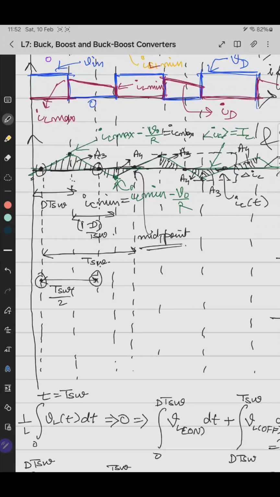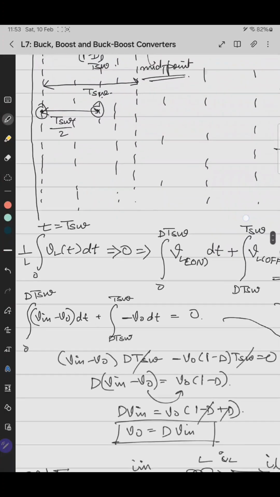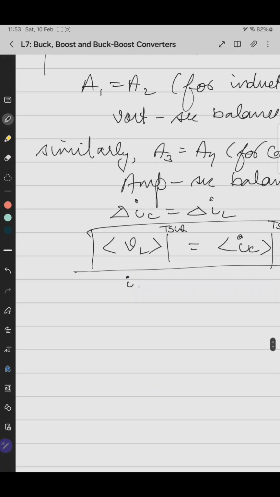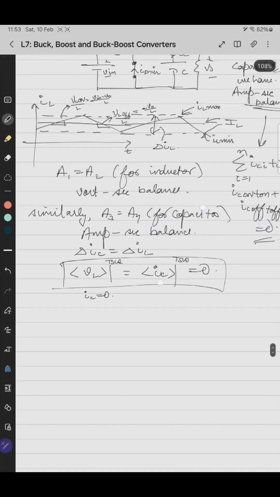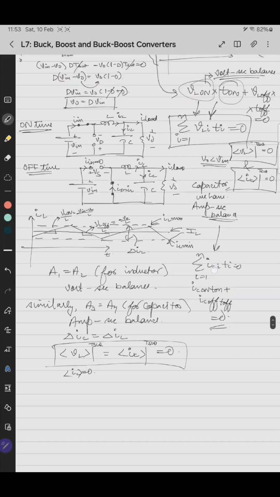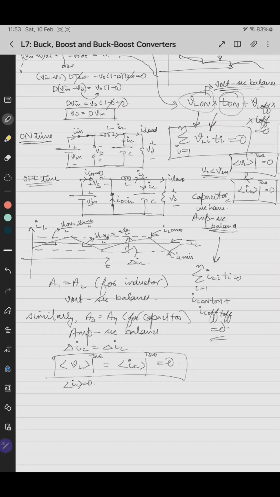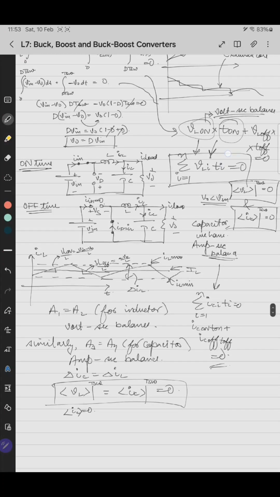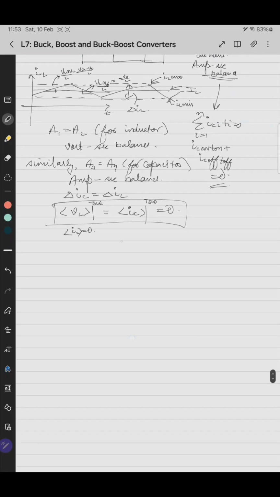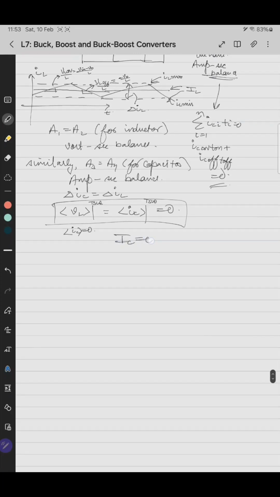which means that IC will be 0. The average value of IC, not just the instantaneous IC, the average value of the capacitor current should be 0. So it will make sure that capital IC will be 0.